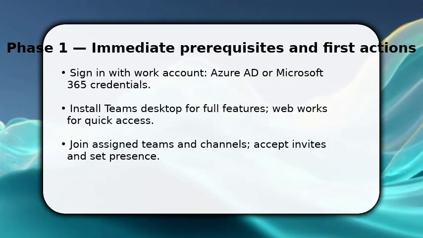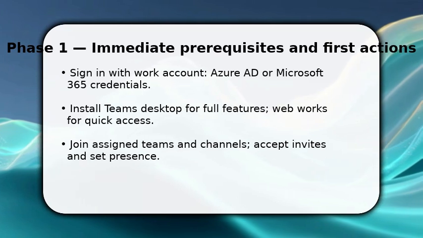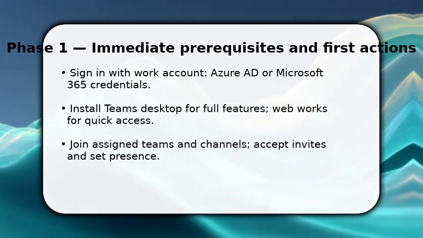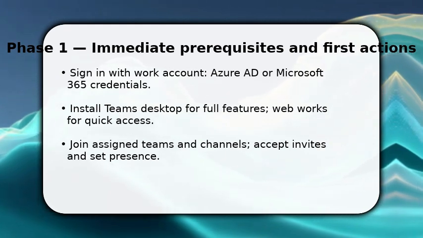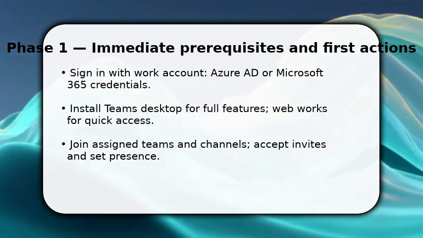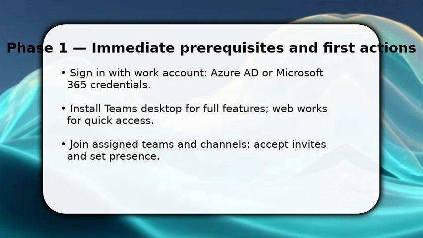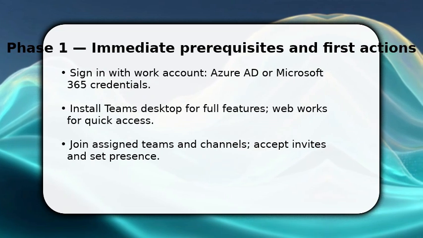You sign in with your work Microsoft 365 account. This links permissions and files. Once signed in, install the Teams desktop app for best performance, but you can use the web app for quick access when needed. Make sure to accept team and channel invites so you have context and access to files.